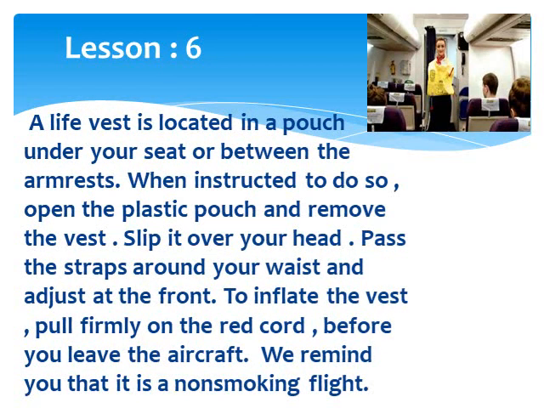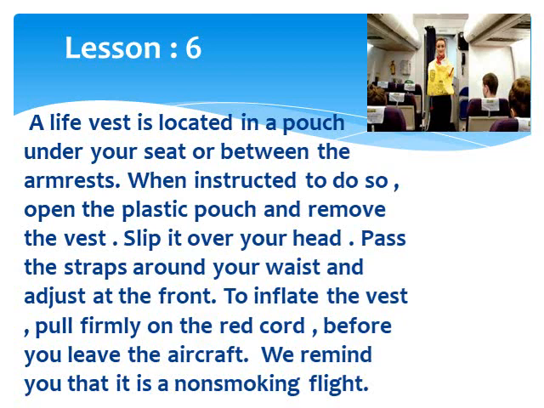A life vest is located in a pouch under your seat or between the armrest. When instructed to do so, open the plastic pouch and remove the vest. Slip it over your head, pass the straps around your waist, and adjust at the front. To inflate the vest, pull firmly on the red cord before you leave the aircraft. We remind you that it's a non-smoking flight.